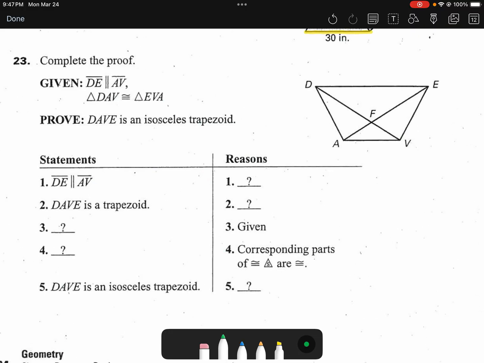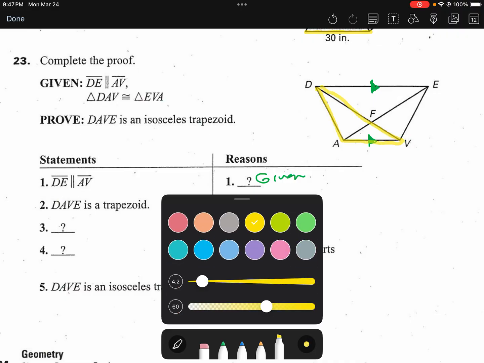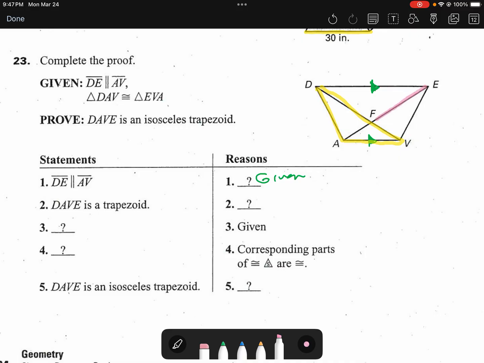Let's do this proof. All right, so we have some given info. They're telling you these are parallel. So it's making it look like it's a trapezoid. We're not so sure that it's not a parallelogram yet, but definitely a trapezoid so far. We got this yellow triangle, and that's going to be congruent to this triangle. Okay, so using that, let's see if we can show that the whole entire figure is an isosceles trapezoid. Yeah, and I think we can.